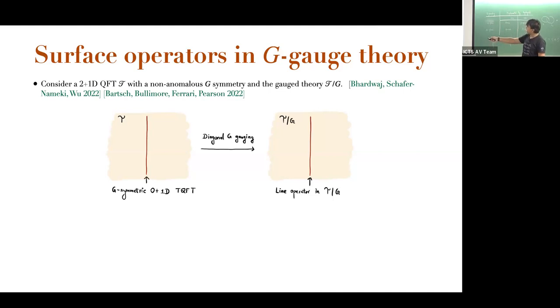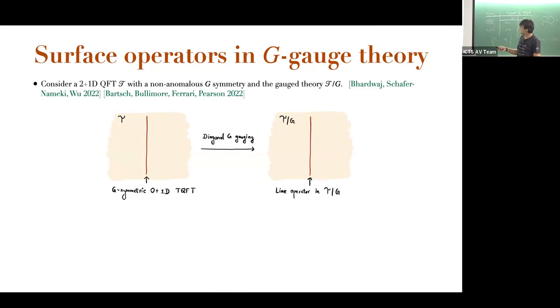So it's a usual gauging procedure, but we insert a 0 plus 1D TQFT, which also has a G symmetry. And instead of gauging the G symmetry of the T alone, we gauge the diagonal G symmetry of both. Then we get a line operator in T mod G. And the claim in this paper is that these line operators are precisely the Wilson lines that we know come out by gauging. How do we see this?